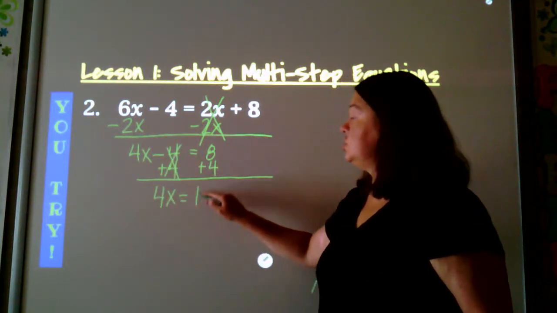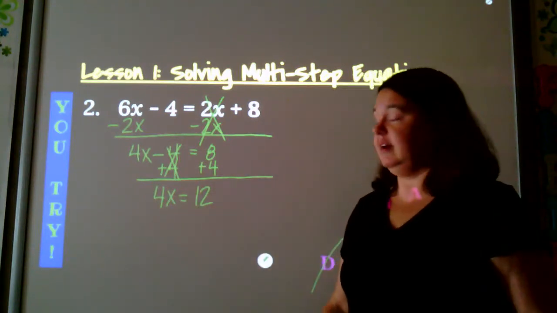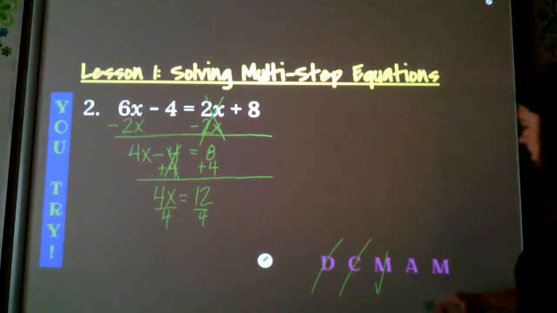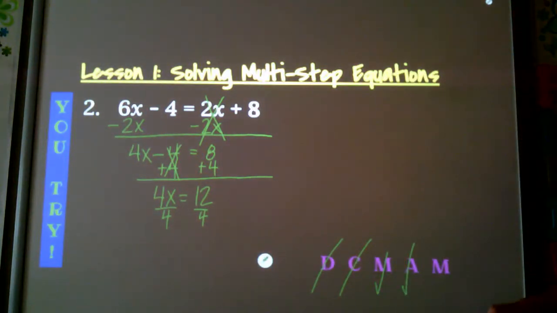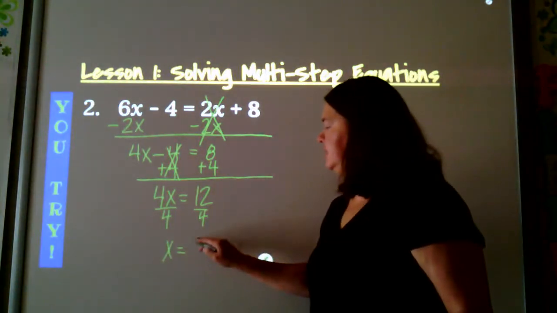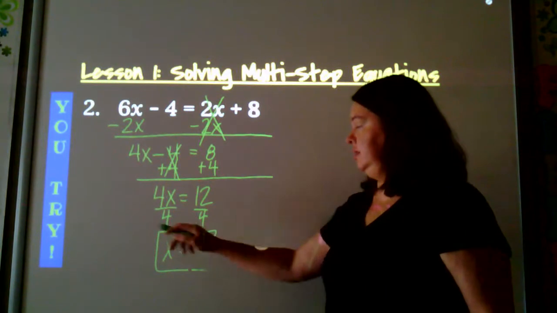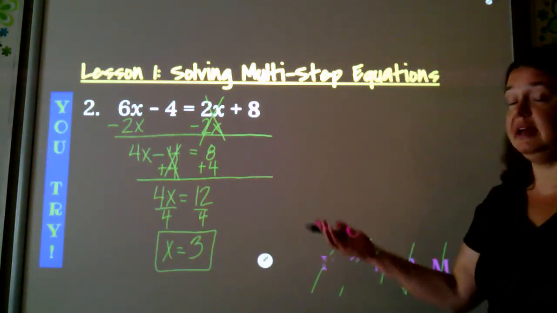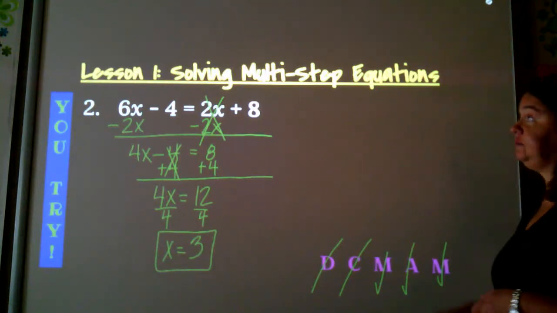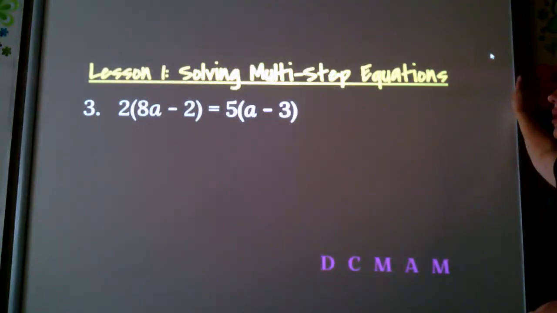4x equals 12. And then that's 4 times x, so divide by 4. That's the inverse operation. So I would add, and then I'm dividing. So I'm getting both of those in there. X equals 3. And that is one solution. Okay, if I plug 3 back in, I should get something that's true, a true statement. All right. Let's look at number 3.